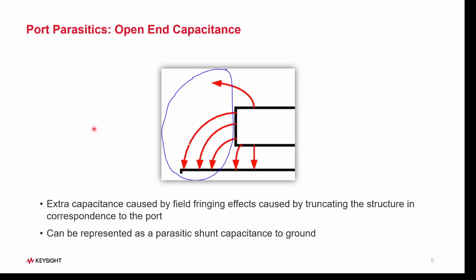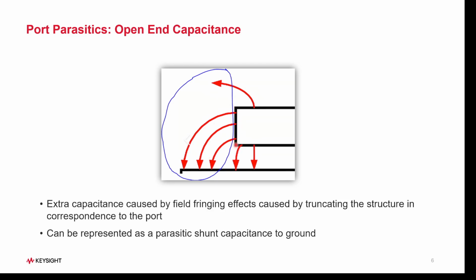Let's now look at this other effect, open-end capacitance. What happens is that when the structure is truncated here because we put a port, in reality, let's say this is a transmission line, if the port were not there, the structure would continue this way and we would have fringing effects here, which result in an additional capacitance that wouldn't be there if we didn't put a port.